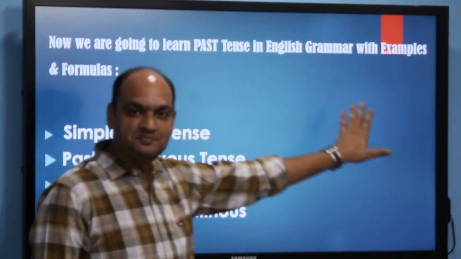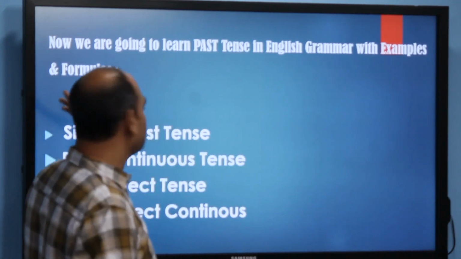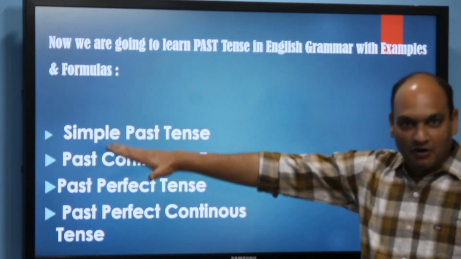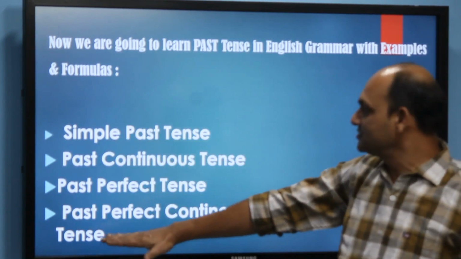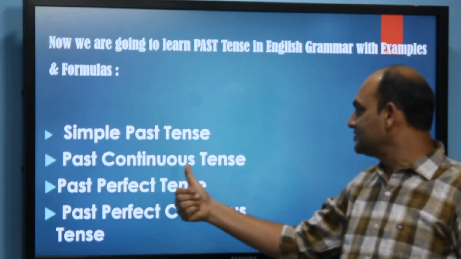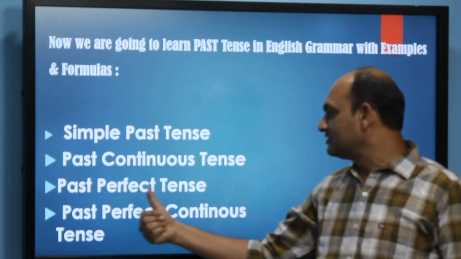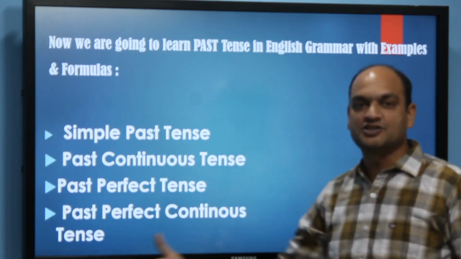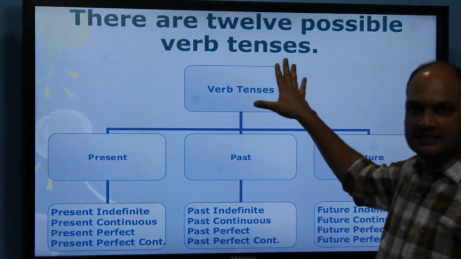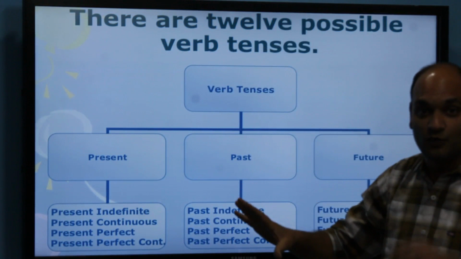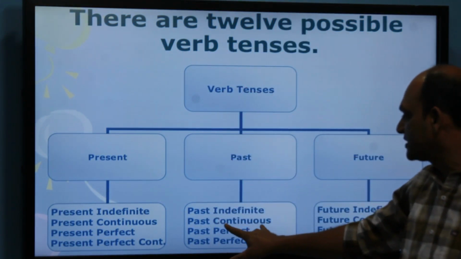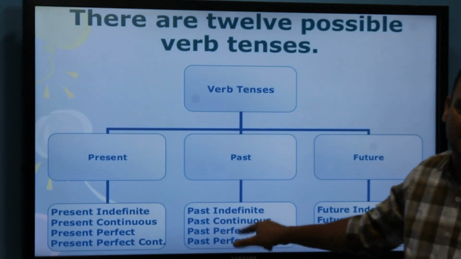Now, we are going to learn past tense in English grammar with some examples and formulas. There are four past forms. The first one is simple past tense, then the past continuous tense, the past perfect tense and the past perfect continuous tense. There are 12 possible verb tenses, but here we will deal only with the past simple, past continuous, past perfect and past perfect continuous.